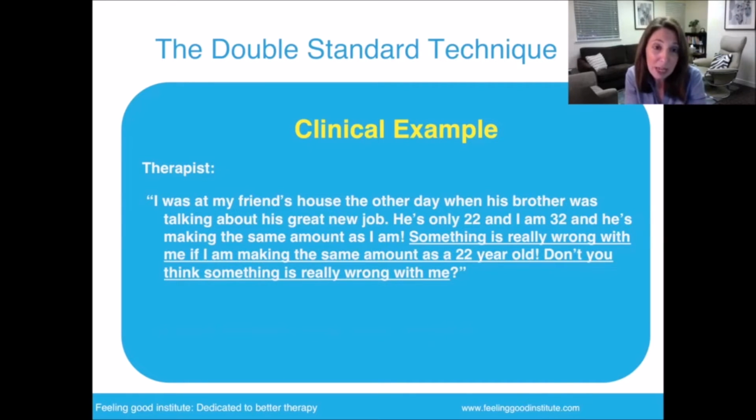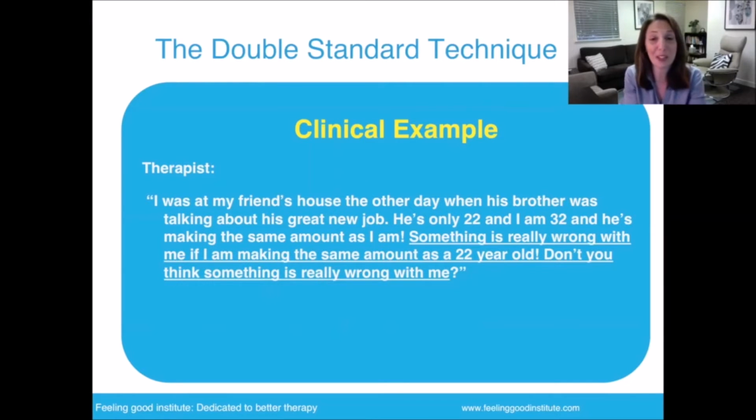I was at my friend's house the other day, and his brother started talking about this great new job that he has. And my friend's brother's only 22, and I'm 32. And when he told me how much he's making, I realized he's making the exact same amount that I am, and he's 22 and I'm 32. I'm thinking something's really wrong with me if I'm making the same amount as a 22-year-old. Do you think that's true? Or don't you think there's something wrong with me or really wrong with me if I make the same amount at 32 that this guy's making at 22?